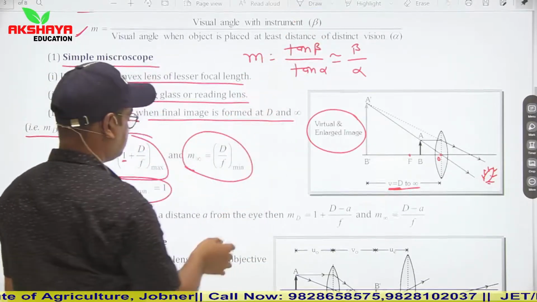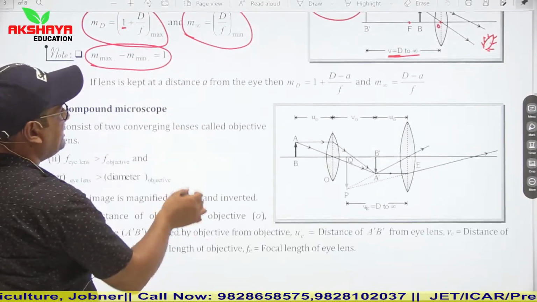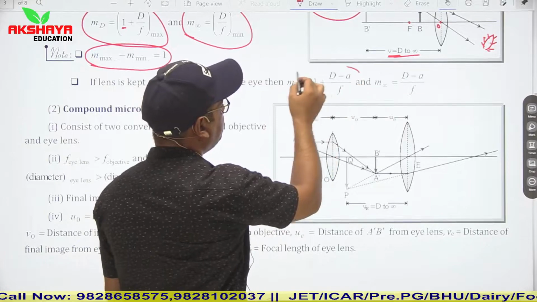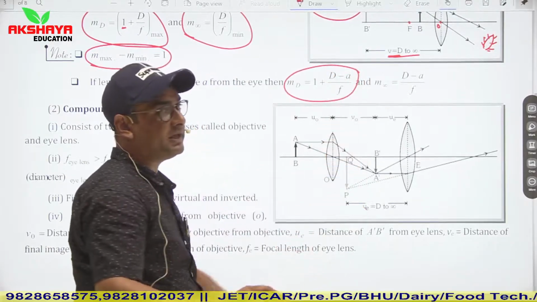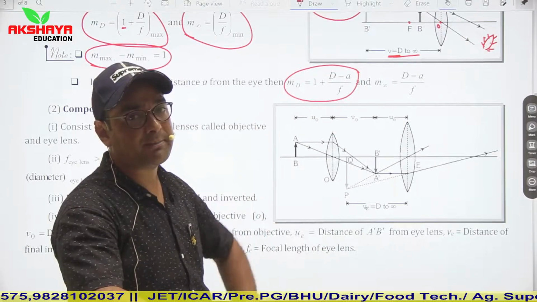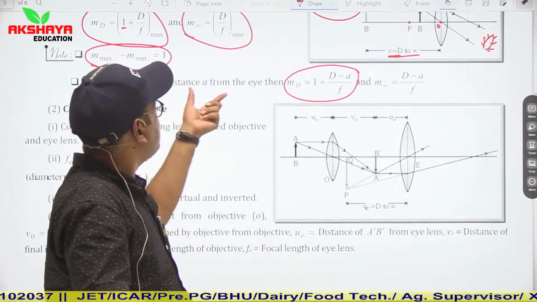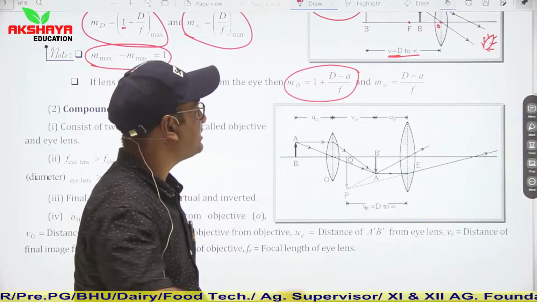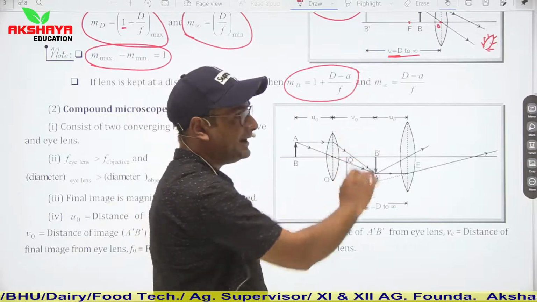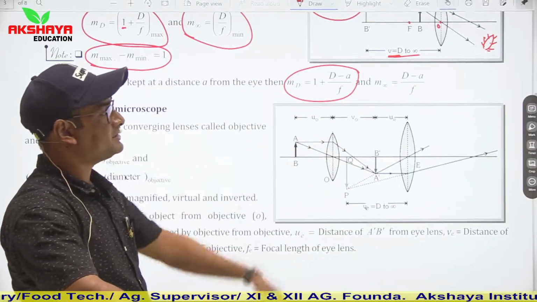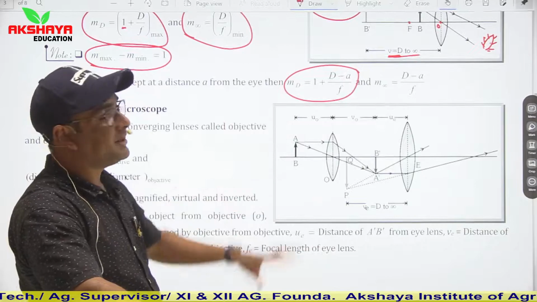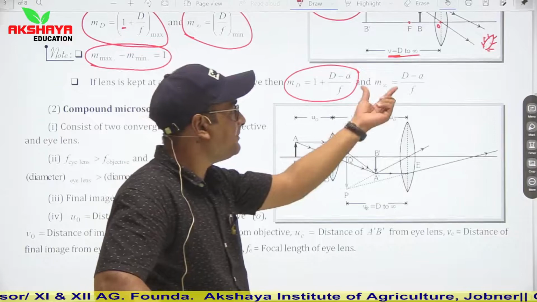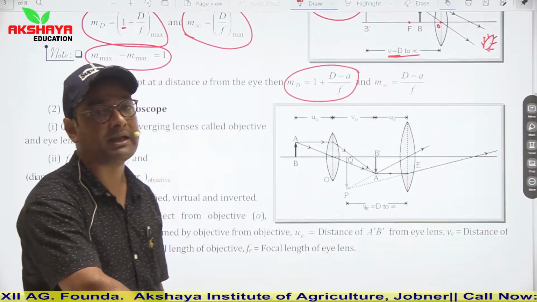Then if lens is kept at a distance a from the eye, then it is 1 plus (D minus a) upon f. So simply our formula was 1 plus D upon f. If a is the distance of lens from eye, then it will be subtracted from least distance of distinct vision. So it is 1 plus (D minus a) upon f, and M infinity is (D minus a) upon f. So be clear, here MD means when final image is formed at least distance of distinct vision, and M infinity means when final image is formed at infinity.